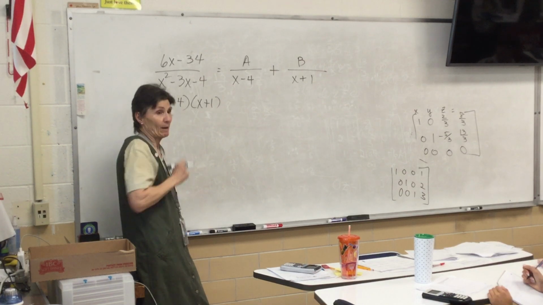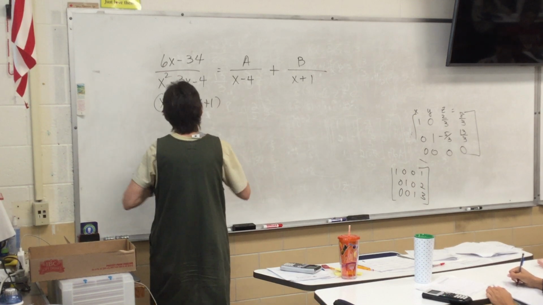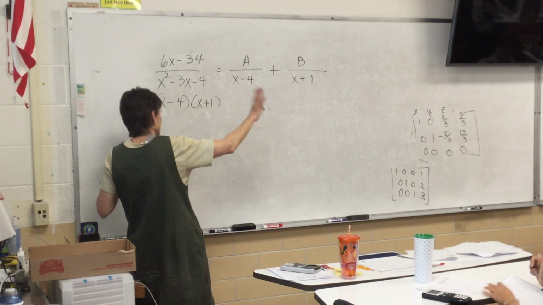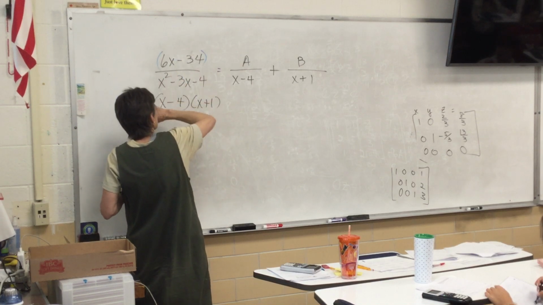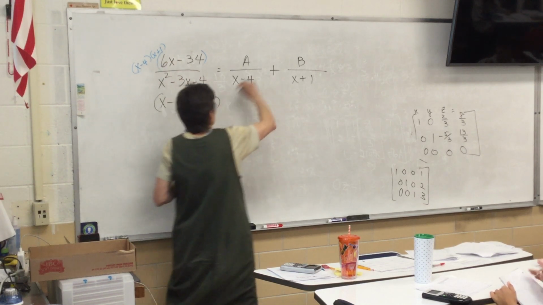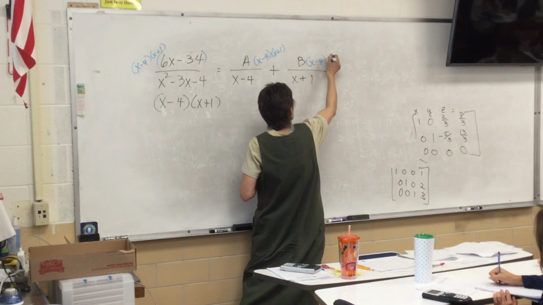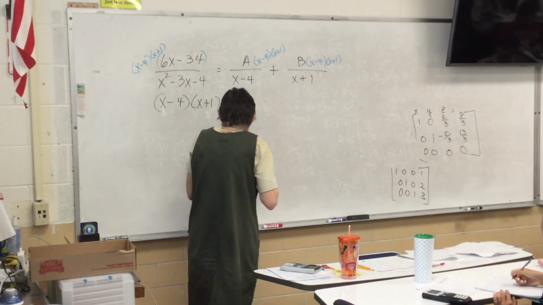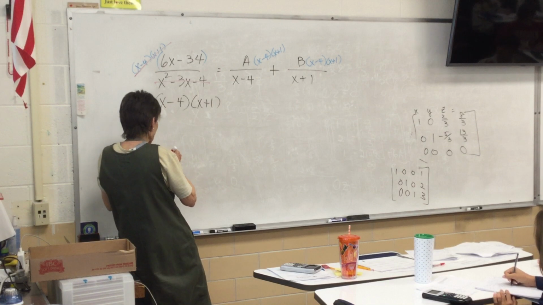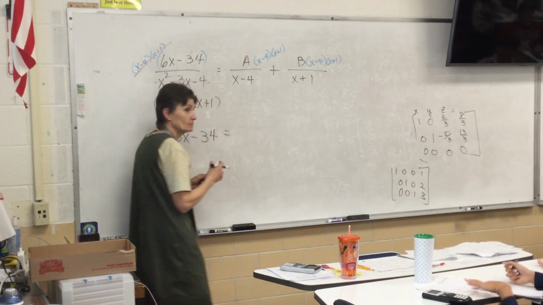Okay, what now? So you have to multiply your numerators by both of the denominators? Exactly. That's the whole goal. We're going to cancel out and see what we have left. So I'm going to multiply this numerator by x minus 4 and x plus 1. Now, over here, the whole shebang cancels. So all I have left is 6x minus 34. Does everybody get that? Yes.